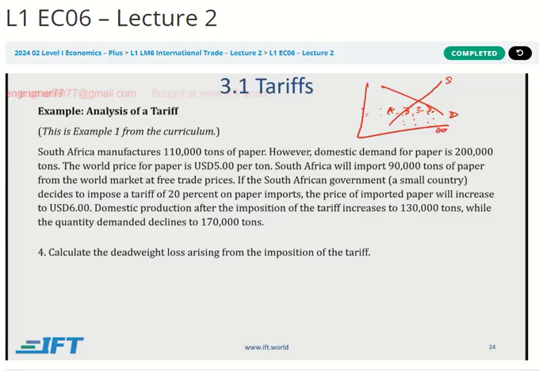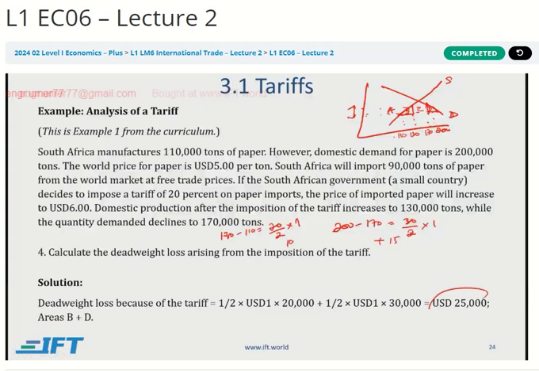So between 200k and 170k, the 200 minus 170 is 30. But D is a triangle, so we need to half that. And this will also be multiplied by the $1 difference, right? And B is from 110 to 130. So that is a difference of 130 minus 110 is equal to 20. Again, this will be divided by 2 because B is also a triangle, multiplied by $1. So it's basically 10,000 plus 15,000. So that is 10 plus 15 is going to be 25, right?